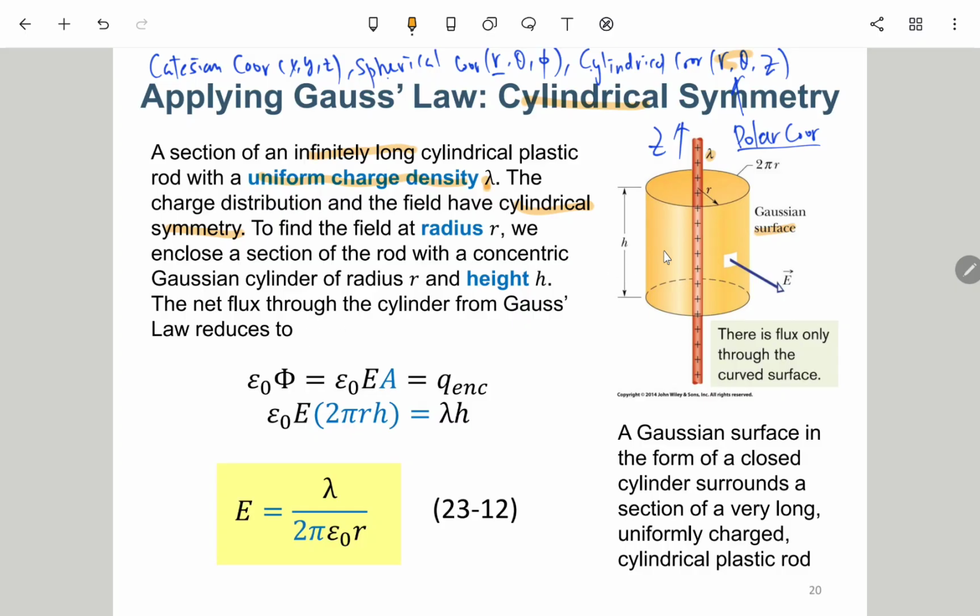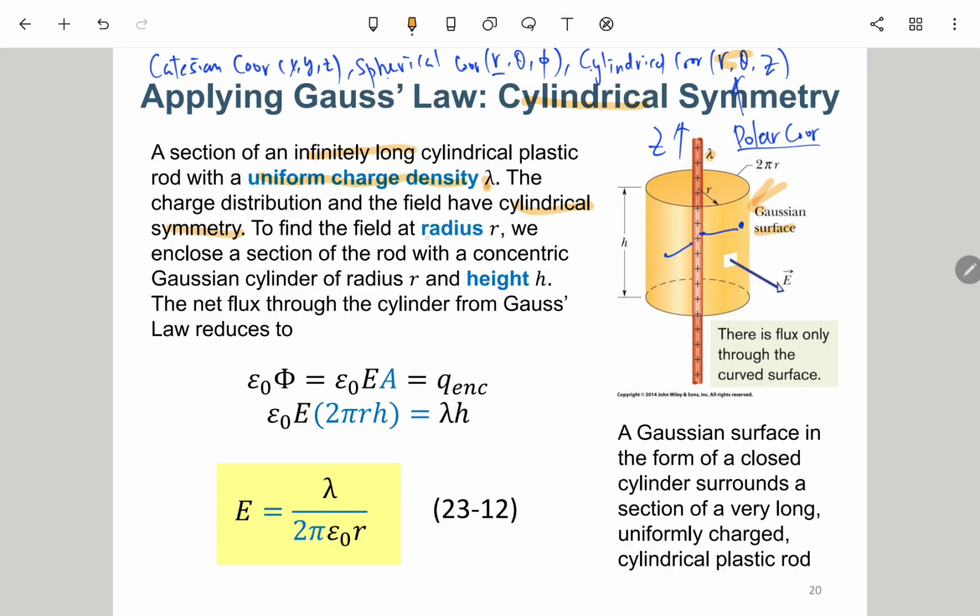And then also, as this side is symmetric, we also assume that all the E field along this surface must be uniform, because the distance of any point on the side to the center must be the same, since every cross section is a perfect circle.